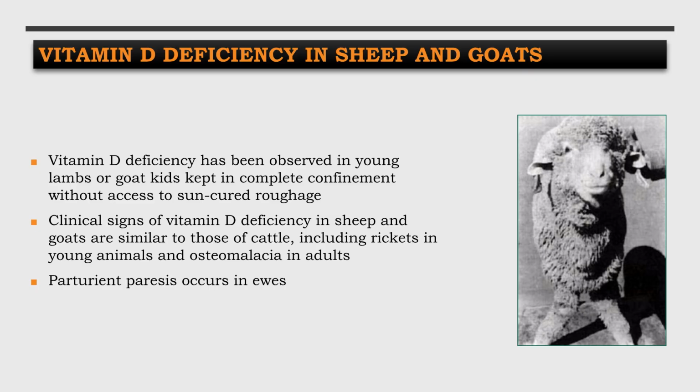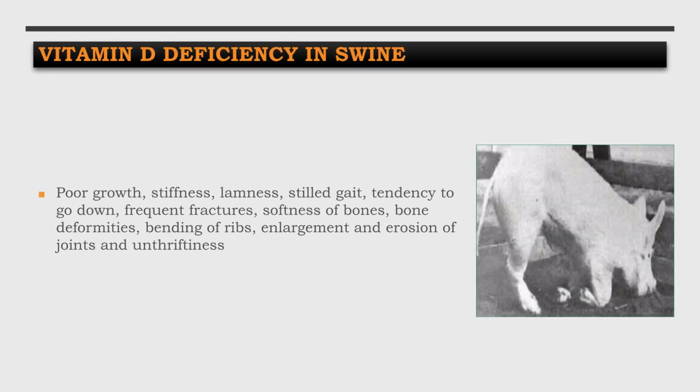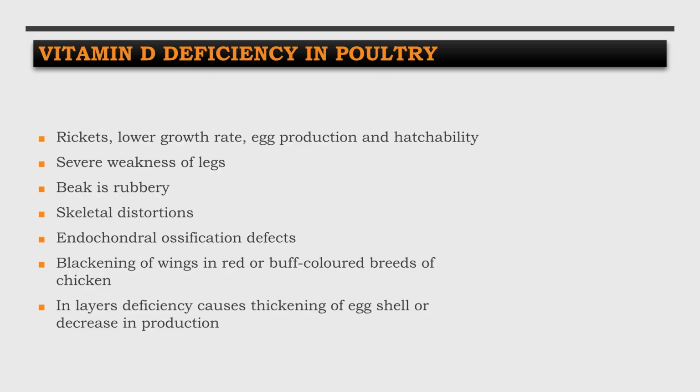Vitamin D deficiency in sheep and goats occurs in young animals confined without access to sun-cured roughage. Clinical signs are similar to those in cattle, including rickets in the young and osteomalacia in adults. Parturient paresis can also occur in ewes. Vitamin D deficiency in swine leads to poor growth, stiffness, and lameness. Other signs include frequent fractures, soft bones, bone deformities, and the enlargement and erosion of joints, which are characteristics of rickets. In poultry, vitamin D deficiency causes rickets, reduced growth rate, and lower egg production and hatchability.